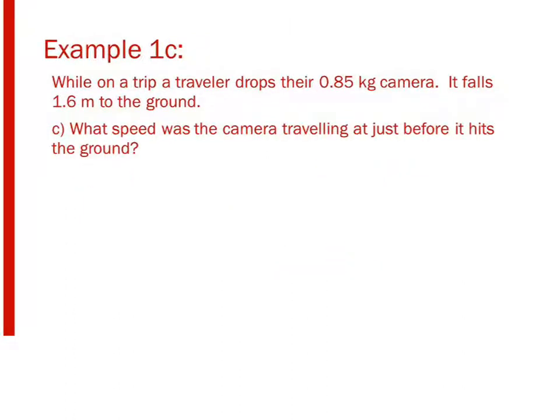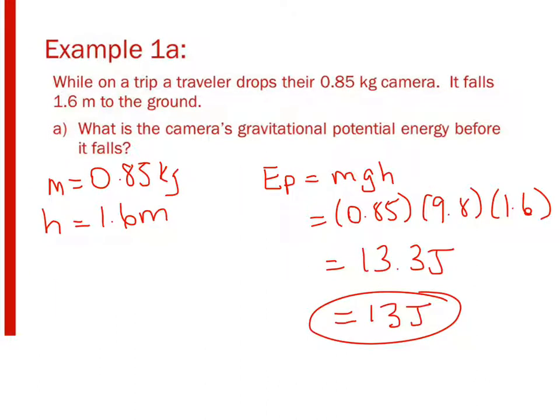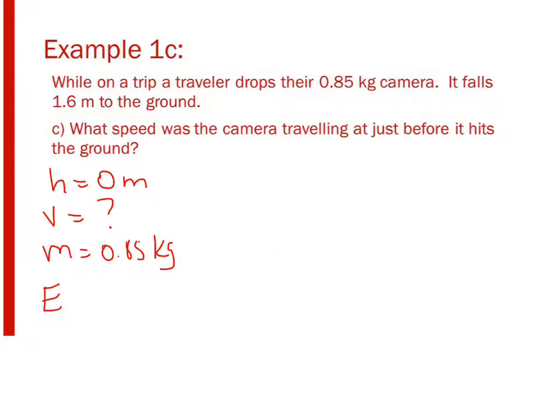Part C says, what was the speed of the camera traveling just before it hits the ground? So now we're talking about h is 0 meters. We're looking for our V. Our mass is the same. And we know our energy. We calculated it back in our first example, because we have to start with that. That's the only energy we have, that 13.3 joules. So that transformed into kinetic energy. So we're going to use the extra sig fig when we're doing this calculation.